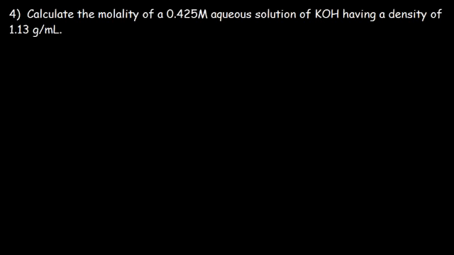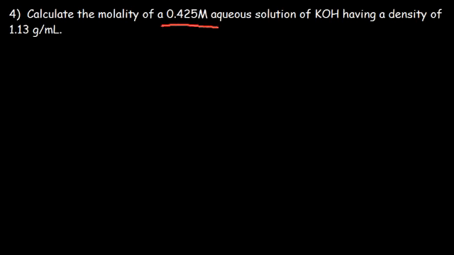Number 4, calculate the molality of a 0.425 molar aqueous solution of potassium hydroxide having a density of 1.13 grams per milliliter. So in order to find the molality, we need to get the moles of solute and divide it by the kilograms of solvent. So we've got to break this problem into different parts to find the grams of solvent in order to get the kilograms of solvent.